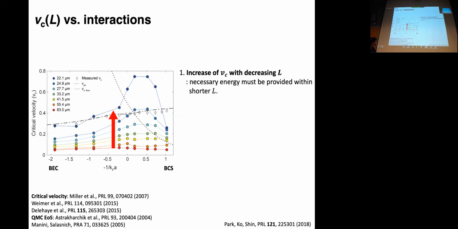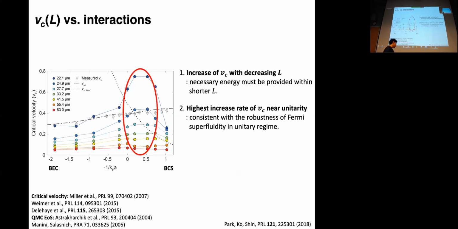So that's in all regimes. Oh, by the way, the x-axis, in case you haven't noticed, is interaction strength. And in my talk, always the left side will be the BEC side of the resonance, and the right side will be the BCS side of the resonance. And in this plot, unitarity is right here. Okay, so that was the first point, and that's kind of generic. But the really interesting observation is that the rate of increase of our vortex shedding critical velocity is very strongly enhanced in the unitary regime. And this observation is consistent with the general notion that fermionic superfluidity is the most robust in the unitary regime.